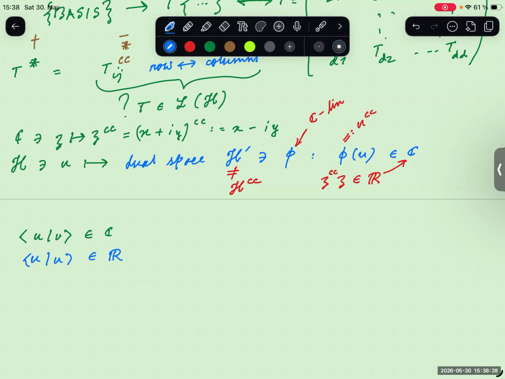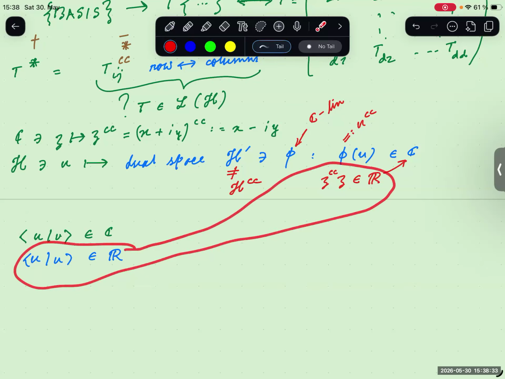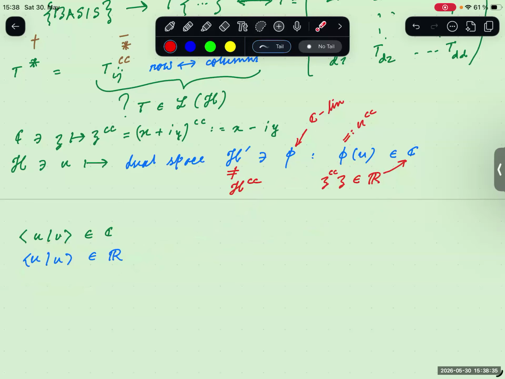Okay. Now, can you see some similarity with these two guys? Okay, yes. And what's the similarity? If you consider u in the second slot as z, then the other u in the first slot behaves like z complex conjugation. Is this clear to all of us?